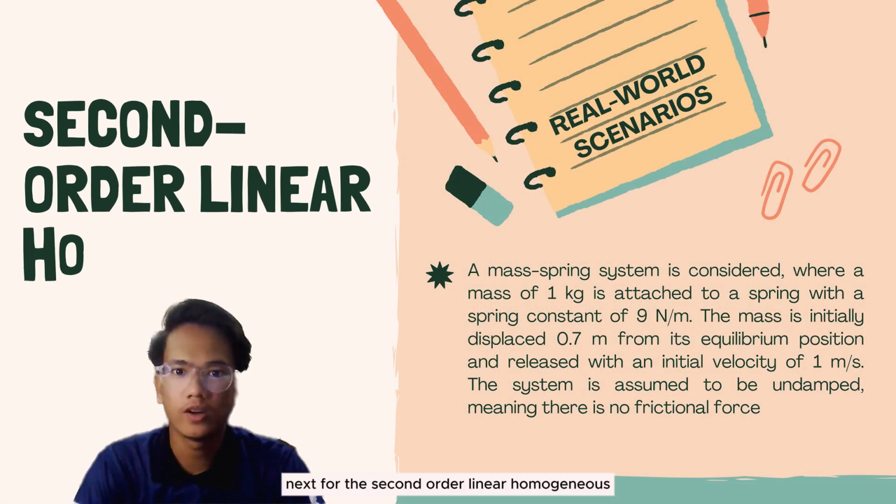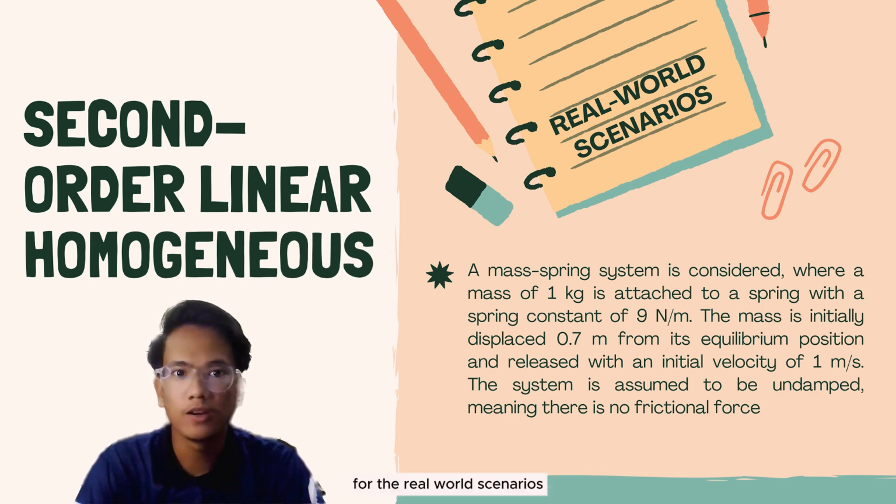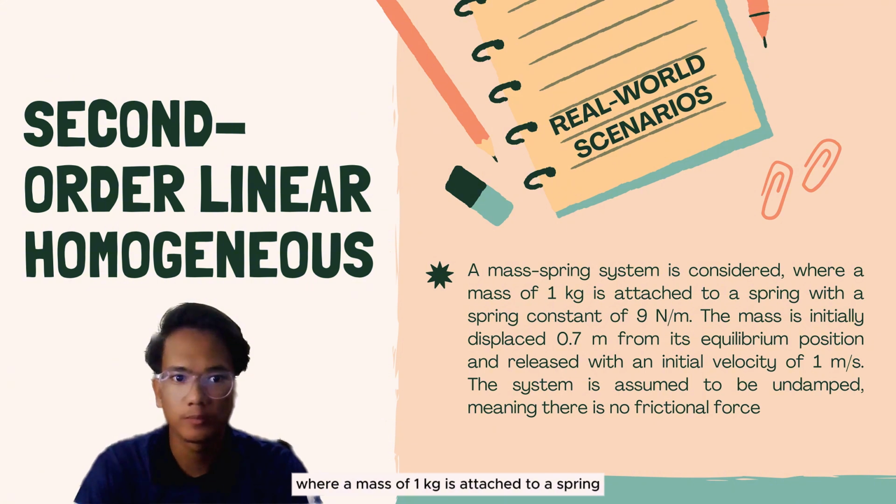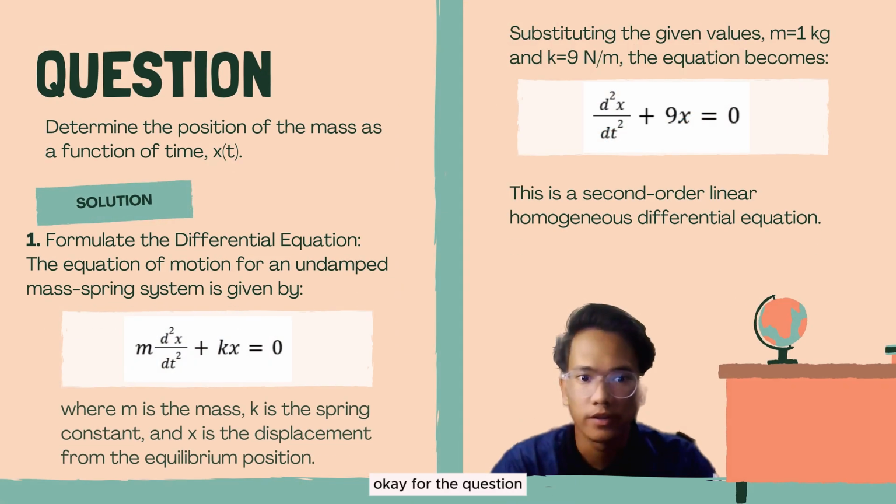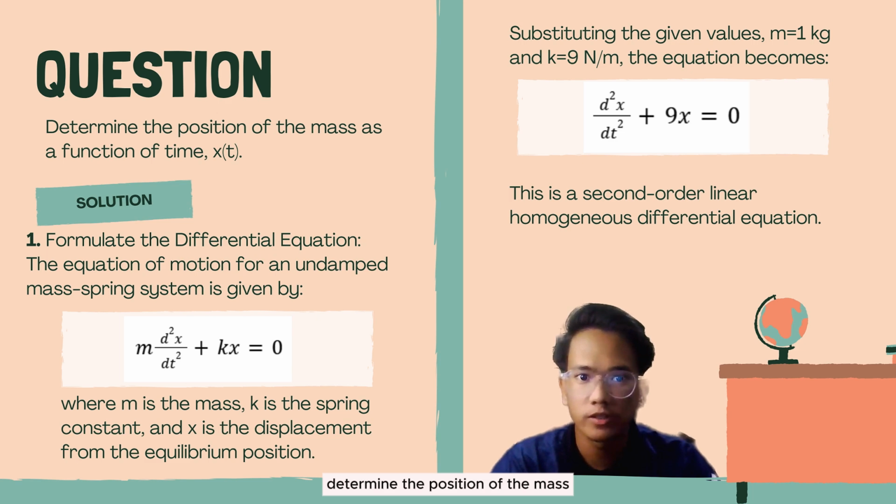Next, for the second order linear homogeneous, for the real world scenario, as an example, a mass-spring system is considered, where a mass of 1 kilogram is attached to a spring with a spring constant of 9 Newton per meter. The mass is initially displaced 0.7 meter from its equilibrium position and released with an initial velocity of 1 meter per second. The system is assumed to be undamped, meaning there is no frictional force. For the question, determine the position of the mass as a function of time, x(t).